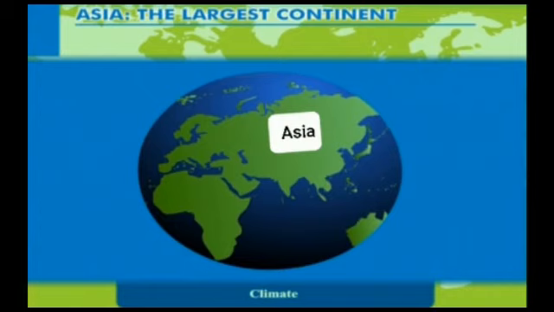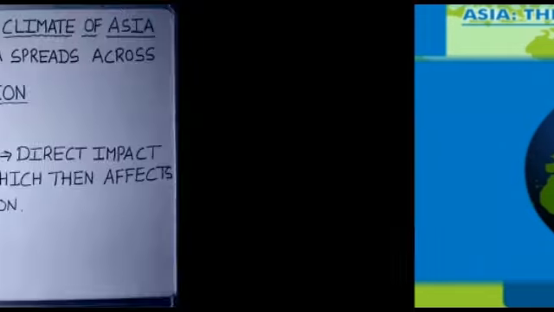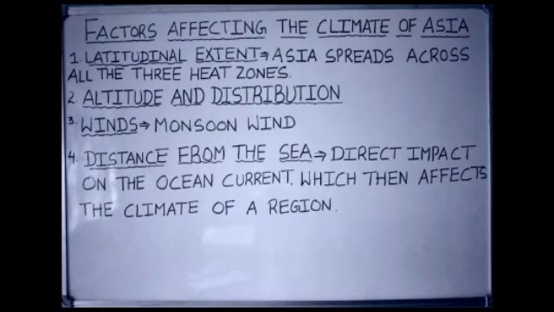Asia comprises different landforms and islands. There are mountain ranges and deserts. Hence, the climate changes at different places. So today we'll discuss the climate of Asia. So first, let's learn about the factors affecting the climate of Asia.